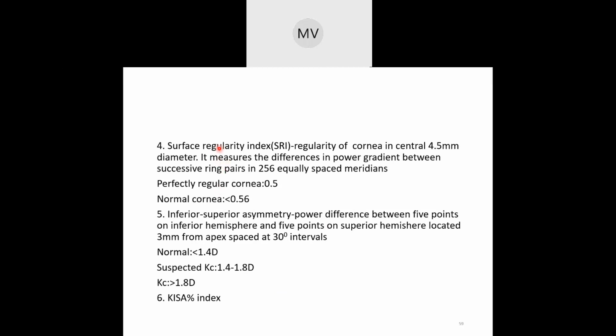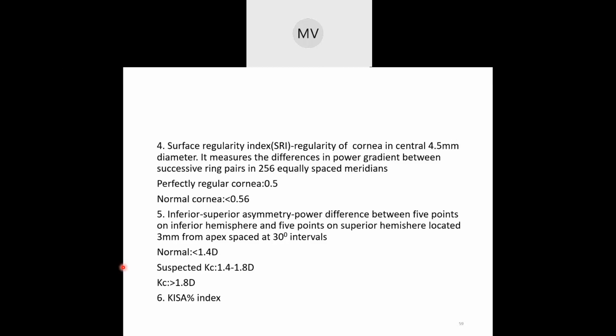Surface regularity index: regularity of the cornea in the central 4.5 millimeter diameter. It measures the difference in power grading between successive ring pairs in 256 equally spaced meridians. Perfectly regular corneas will have a surface regularity index of 0.5. Normal cornea will be less than 0.56. So if it is more than 0.5, then that can be a suspect of keratoconus.